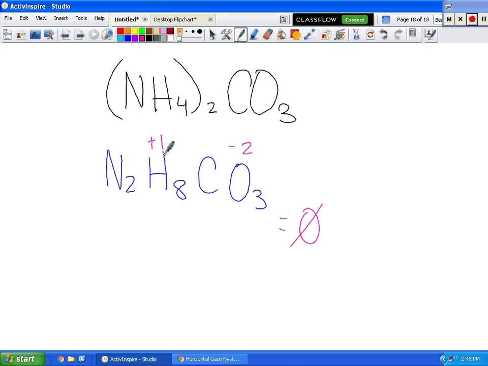The one that's more electronegative gets the charge from its group number. So of nitrogen and carbon, who's more electronegative? Nitrogen. And what group is nitrogen in? 15, so what's his charge? Very good, -3. Now it's just basic math. -3 times 2 is -6, +1 times 8 is +8, -2 times 3 is -6.